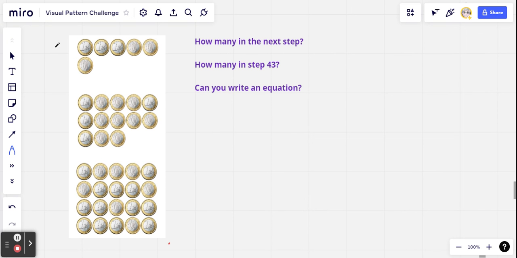Here's our pattern today. Here's step 1, step 2, and step 3. Your challenge is to predict the number of euro coins in step 4. If you can do that, can you predict the number in step 43? And can you write an equation that could be used to predict the number of euro coins in any step at all? So that's the challenge. If you'd like to accept it, pause the video and see what you can do.